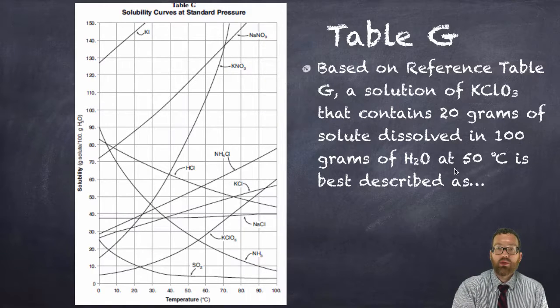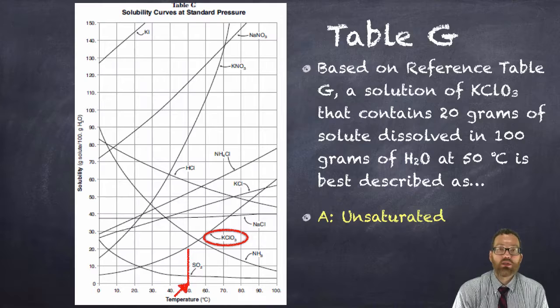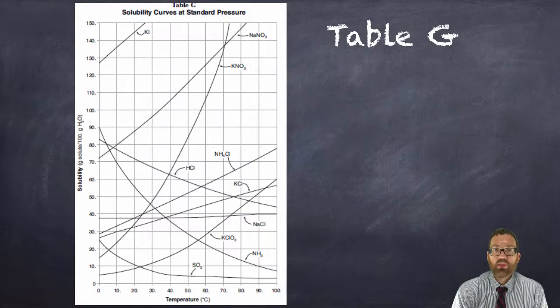So they're looking for unsaturated, saturated, or supersaturated. So let's see. First I like to go to the temperature, 50 degrees Celsius, and then I read up to the line of the chemical that they're asking, and then I look at where I am compared to this line. If I went all the way up to the potassium chlorate line, it looks like I can hold a little bit more than 20, and they're saying I'm only at 20. So there's a little hair difference. It's not much, but maybe 2 or 3 grams more I could dissolve to get to that line. So technically I'm underneath this line. That would make this solution unsaturated at those conditions.